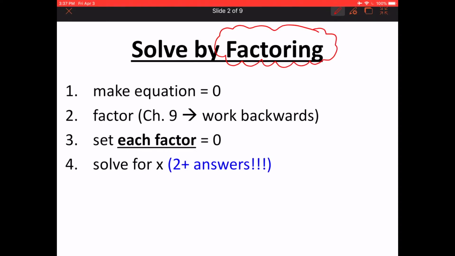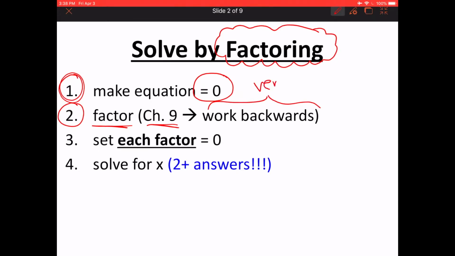Remember, we've been doing this since chapter 9. We have that table of factoring in Google Classroom, and how we solve by factoring is step 1, make the equation equal to 0. Step 2 is we factor. Remember, we did all of this in chapter 9. I do have the factoring table in Google Classroom, but one of the most common methods of factoring is going to be working backwards, okay? So that's why you've been focusing on that one a little bit more. After we factor, in step 3, we set each factor equal to 0. And then step 4 is to solve for x.